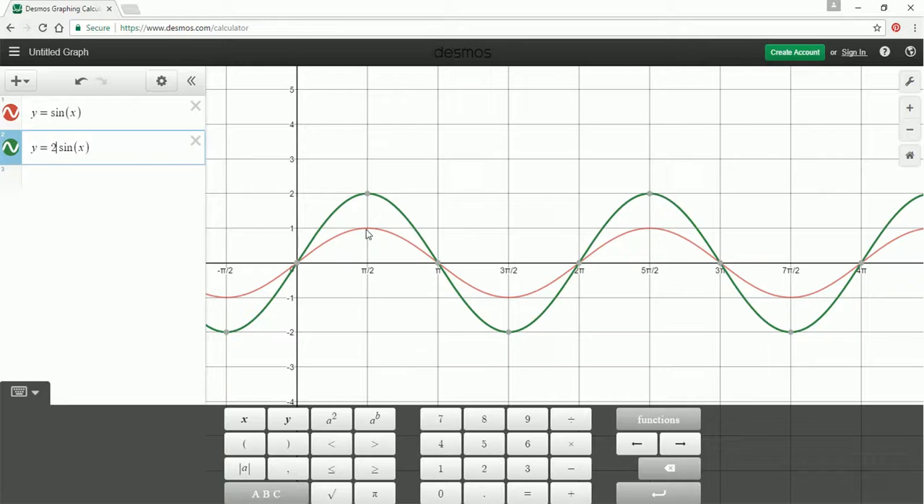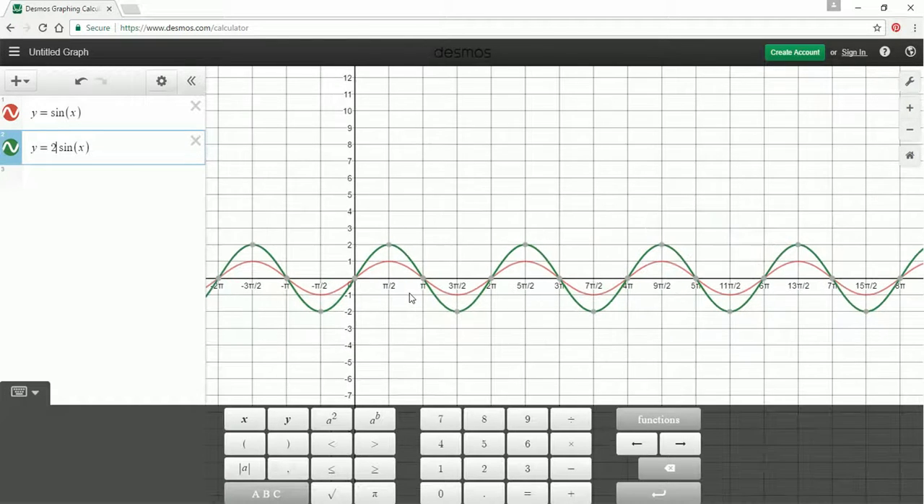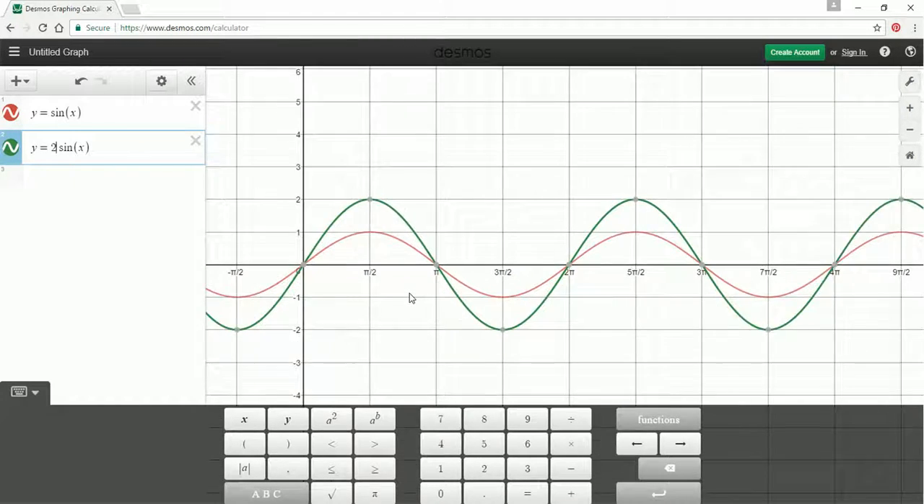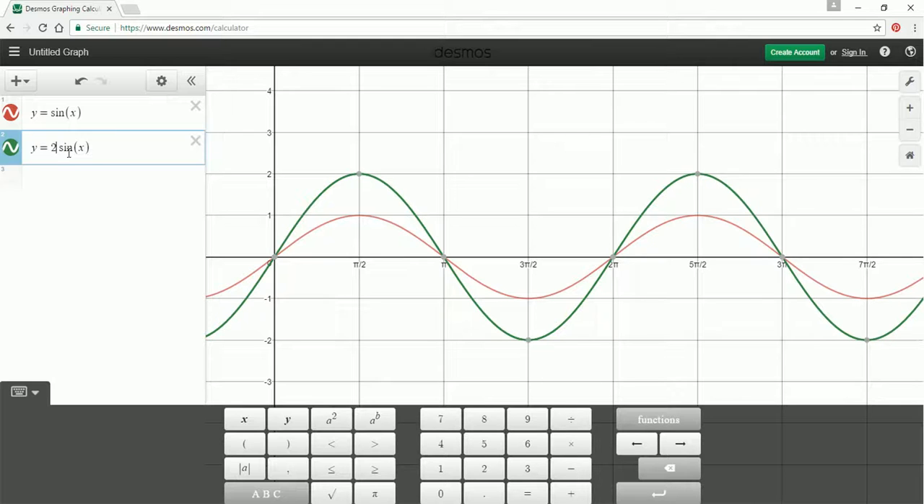Our maxes get higher, so all the maxes got higher, and our minimums, our lowest values, all got lower. But notice nothing happened to those x-intercepts. They stayed right where they were. And the graph is still repeating itself over and over. Okay? And we could do anything we wanted.